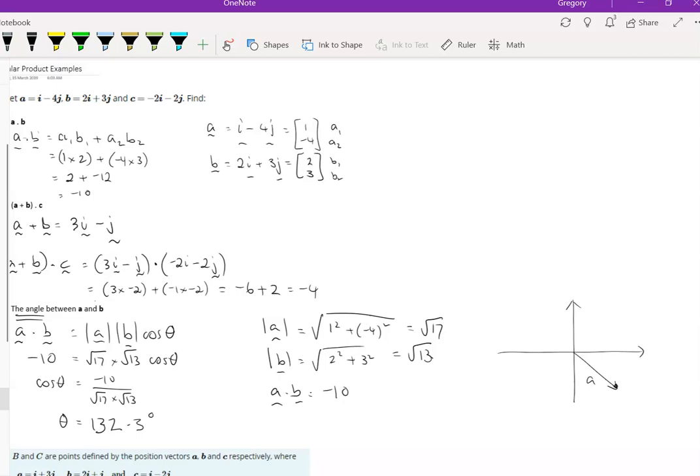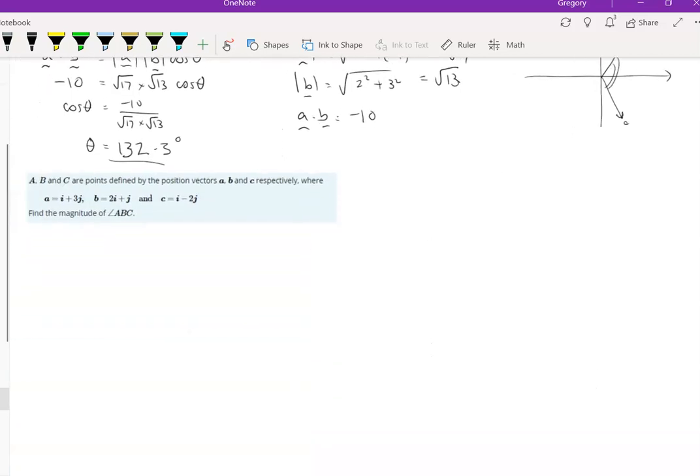And then 2 plus 3, so 2 plus 3, it's going to be something like that. I'm going to redraw A because it makes it a little more accurate. It's probably more like that. So there's B and there's A. We can see that that angle is greater than 90 degrees, so our answer of 132 makes sense.